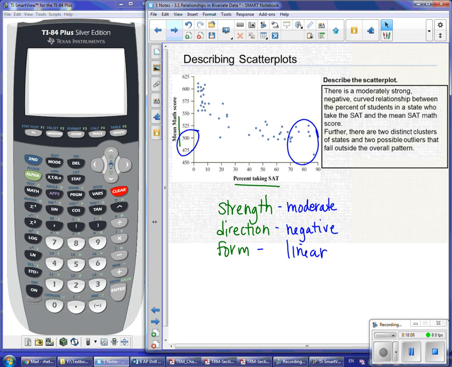If you were to describe the scatter plot in context, this is just an example: There's a moderately strong negative curved relationship between the percentage of students in a state who take the SAT and the mean SAT score. So there's your context. Further, there are two distinct clusters of states and two possible outliers that fall outside the overall pattern. Those outliers could be perhaps this value here and this value here, where we had a large proportion of students taking the SAT and a very, very low mean score. That's pretty much what you want to do when you're describing the distributions.